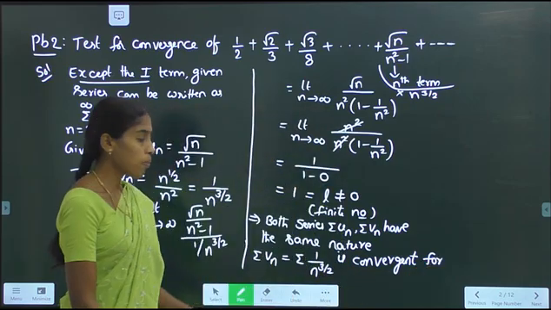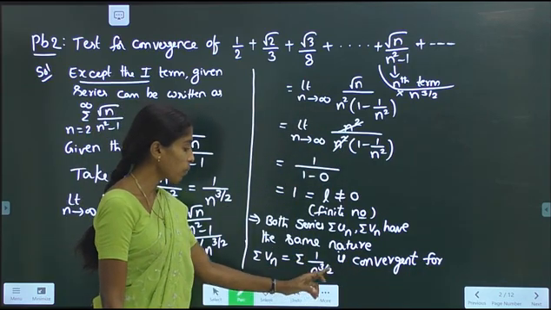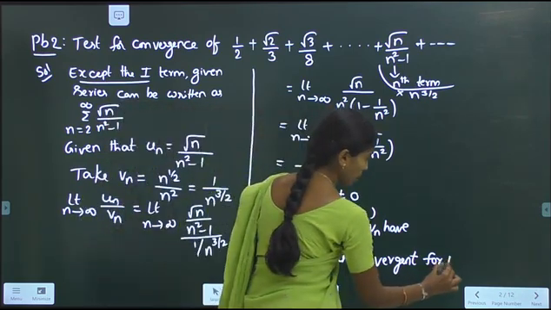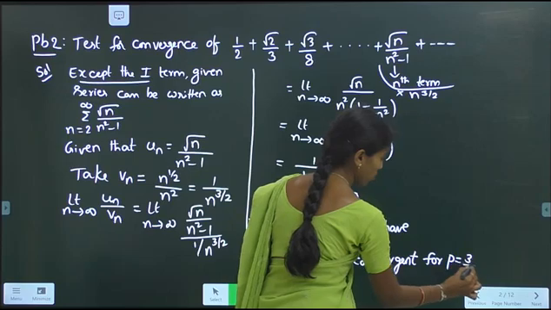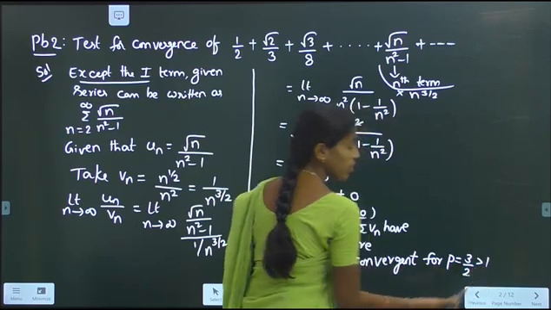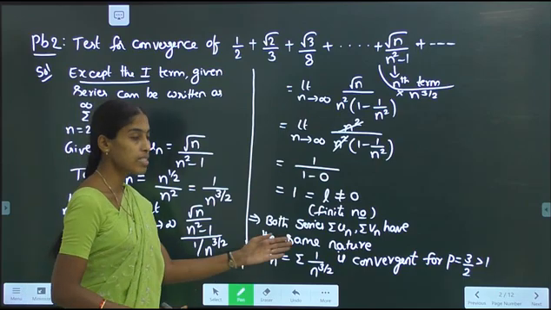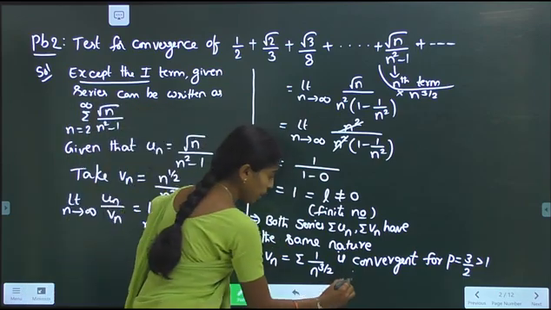It is in the form of summation 1 by n to the power p. What is the p value? P is equal to 3 by 2. 3 by 2 means 1.5, which is greater than 1. Using the p test, it is convergent, right? By p test.